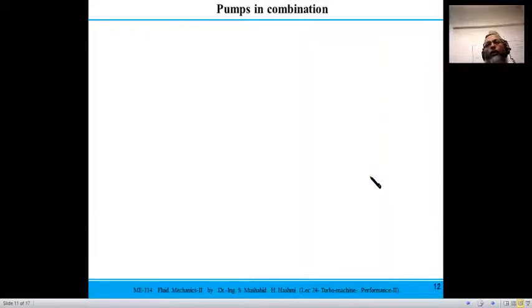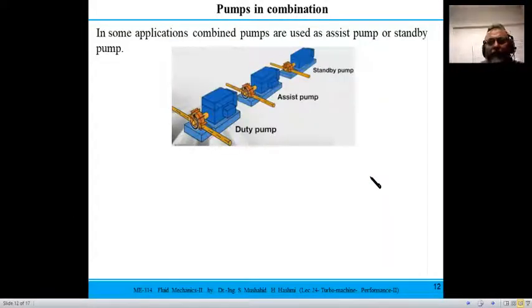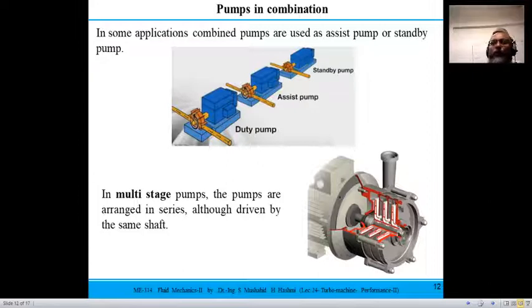In practical applications, sometimes you have to use combined pumps, for example one main pump, what you call a duty pump, and in case of a failure you need some assisted pump or a smaller version of that pump. And sometimes, in order to meet the minimum requirement, you need some standby pumps. So there are different combinations that could be required depending upon different applications. For example, once you increase the head, this multi-stage arrangement works.